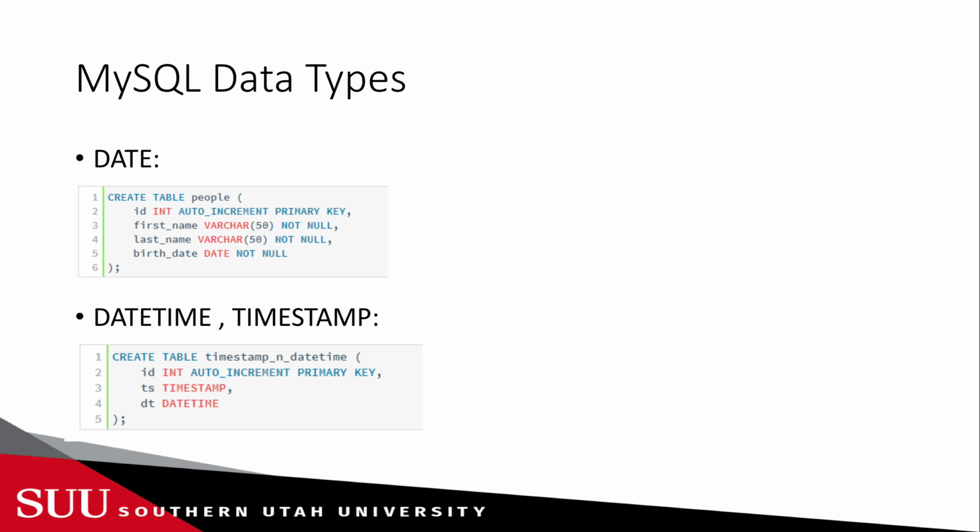Date, time, and timestamp. So if you look here, I'm defining this column TS as timestamp and DT as datetime. Now, I know the column names are not the best, but this is just for demonstration purposes.